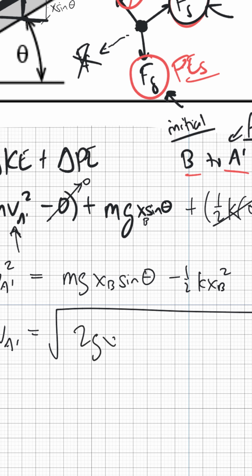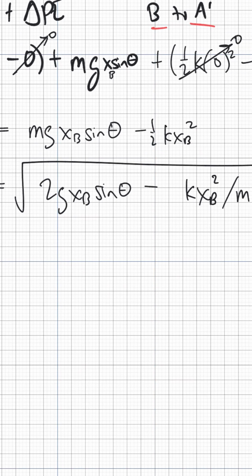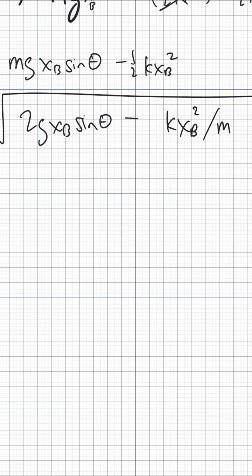So 2g xb sine theta minus m k xb squared. I think that's wrong. I think this m, we're dividing by m, so this is going to be k xb squared over m. Yeah, that's right. Okay, so now we'll plug and chug. I'll just pause and plug and chug.